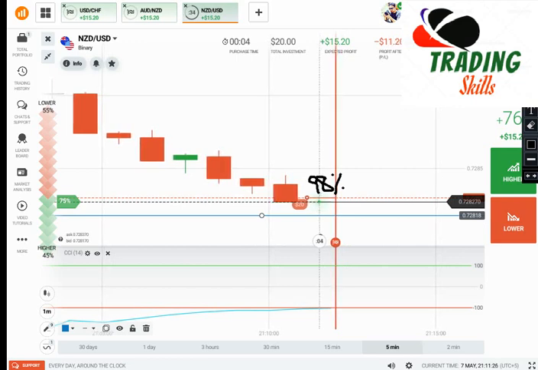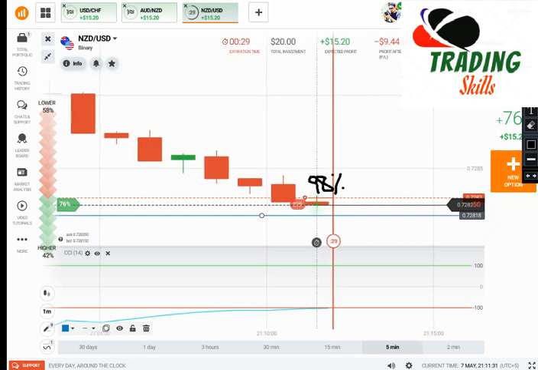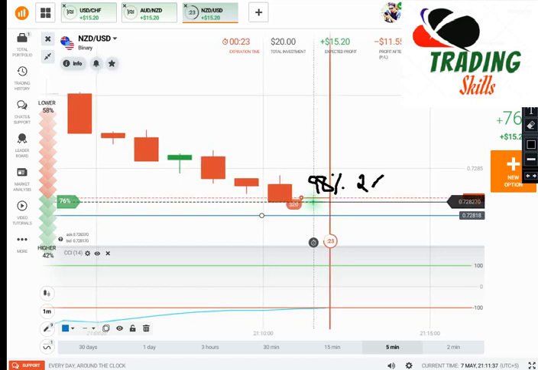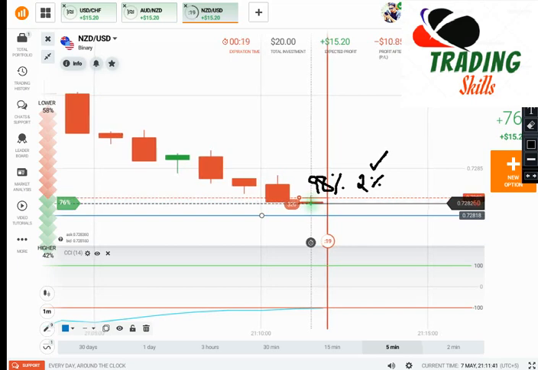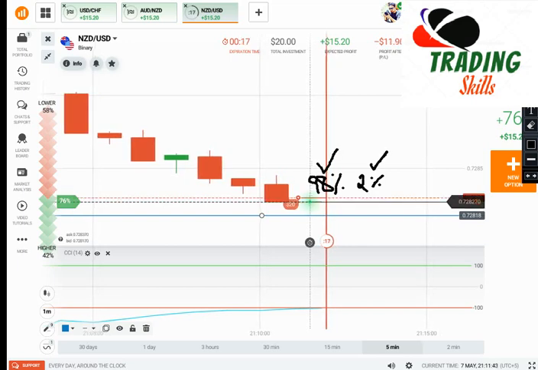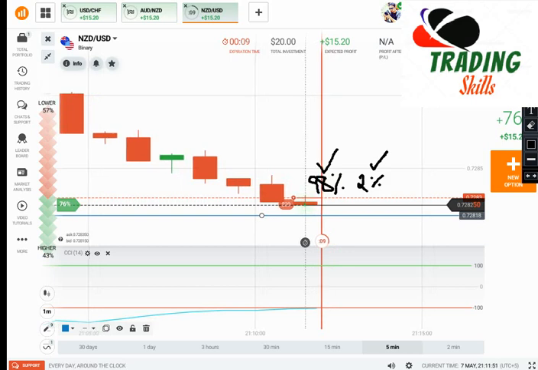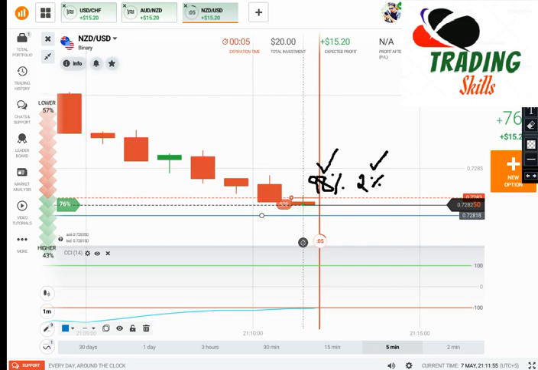So now you will see the entry point is very good, so I can lose this trade only 2%. The chances of loss are 2% and winning chances are 98%. So now you will see the market will definitely close below my entry point. So this is how you can analyze the market.